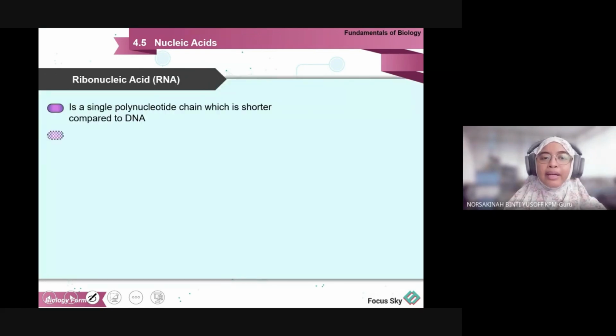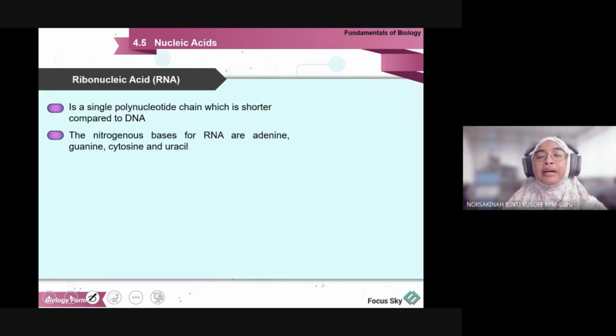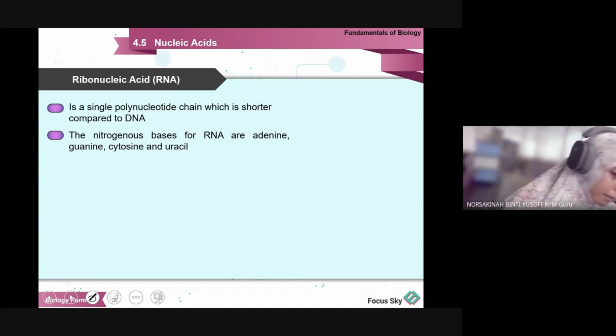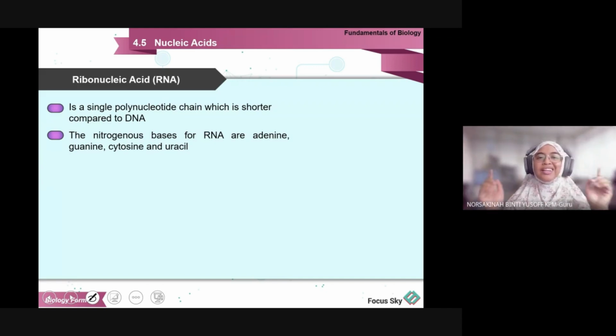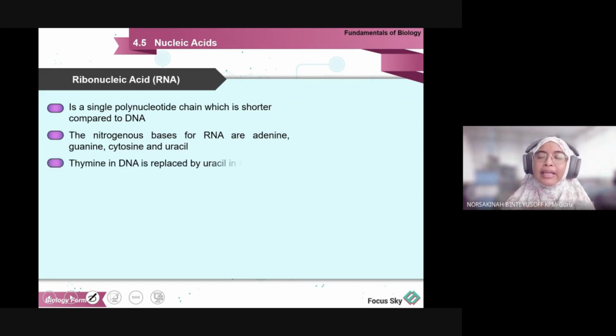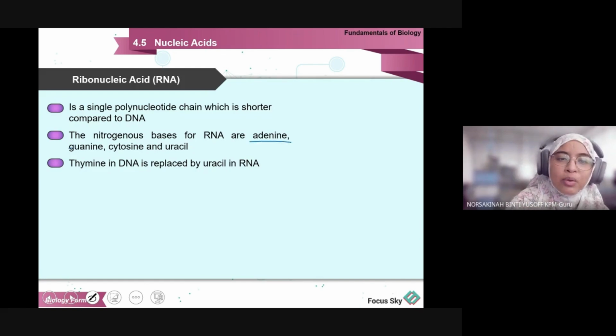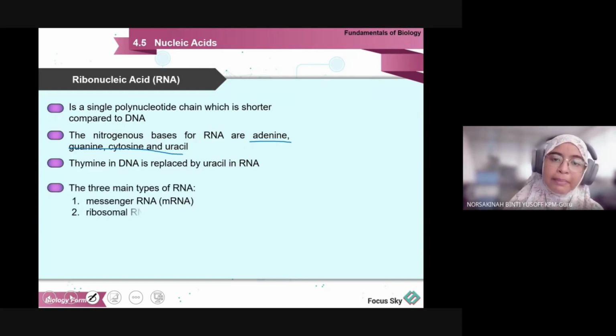How about RNA? It is the same as DNA, just that this is single for life. They never exist in pairs. They are forever single, like some of you who don't want to get married. So you are like RNA. It is usually shorter and they are just a messenger. Same thing, but they are adenine, guanine, cytosine, and uracil. The thymine is replaced by uracil.